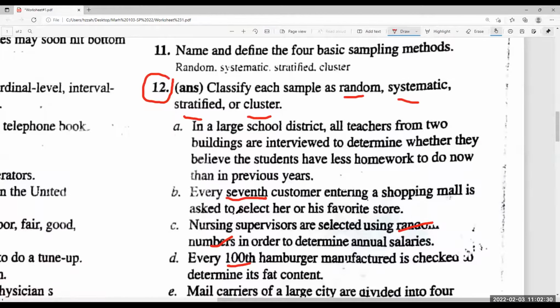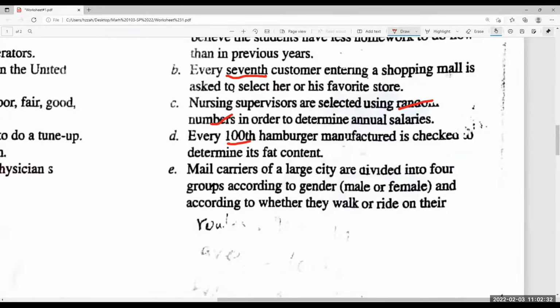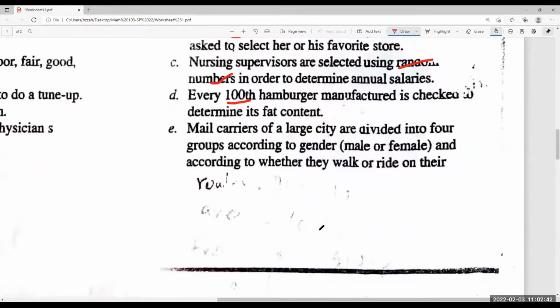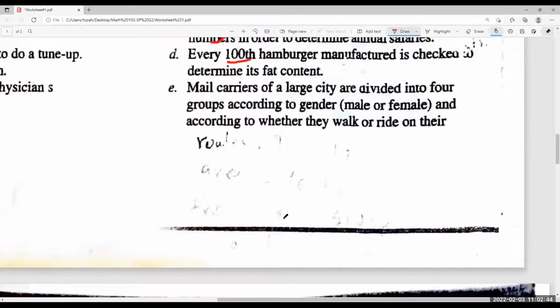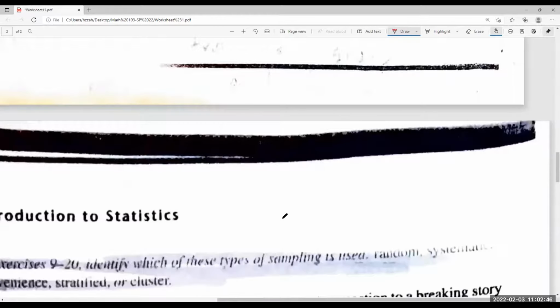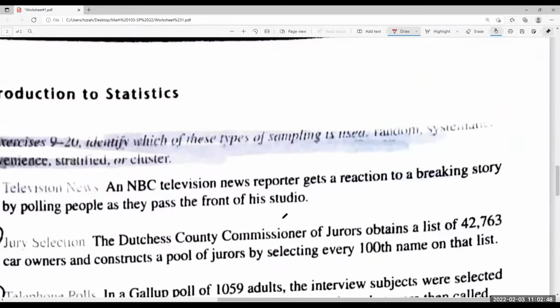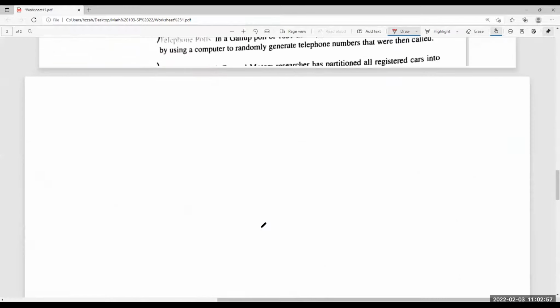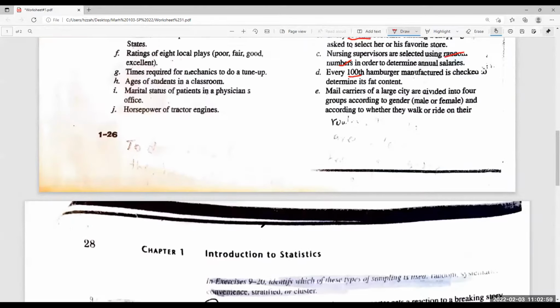Any question? This part is male couriers of a large city are divided into 4 groups according to the gender and according to where they work or ride, and then it's going to be stratified. I don't have the other part now. So let's go on. This is from your book. You have a large list of assignments in your book. What was that last one, stratified? Last one, it's going to be stratified.